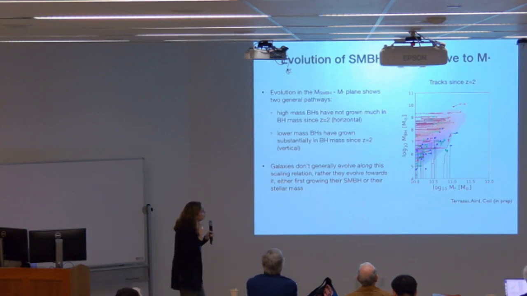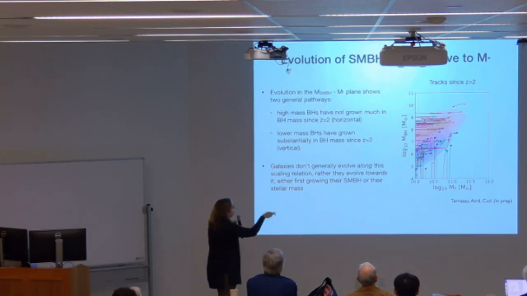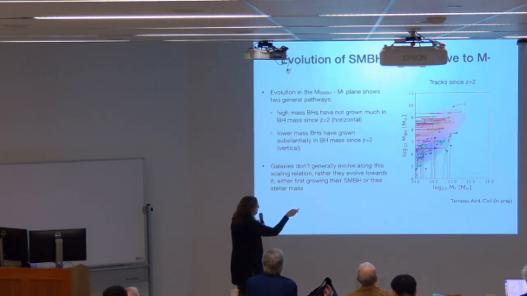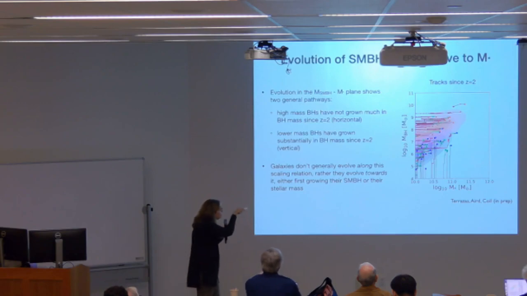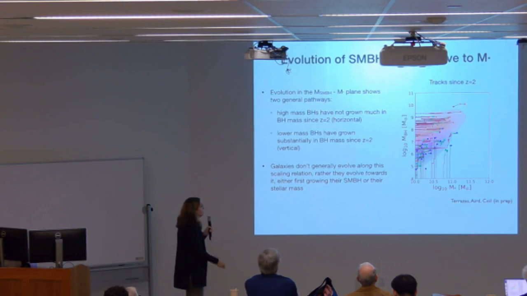Okay, so we see, and I don't want to overstate this, two general different pathways here. One that's more horizontal and one that's more vertical. For galaxies that have high mass black holes at redshift 0, above 10 to the 8, they're basically almost horizontal tracks. It's a log plot, so there can be some growth, but it's very, very small in terms of the growth of the black hole. Meanwhile, the galaxy is still growing in stellar mass. For lower mass black holes, they've had a lot of relative growth since redshift 2 to redshift 0, and their stellar mass was more in place.